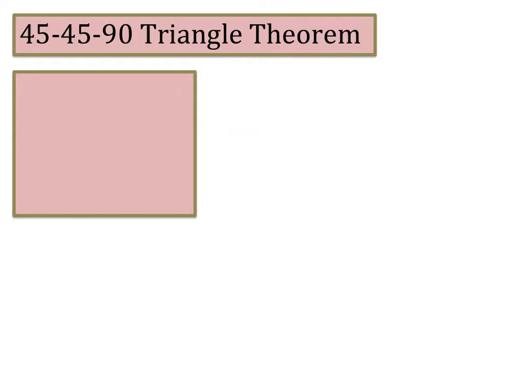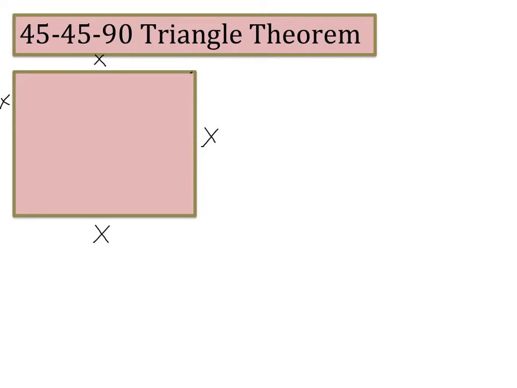We can use our knowledge of right triangles and squares to determine what the 45, 45, 90 triangle theorem is. So if I have a square, I know that all the side lengths are going to be the same. So for this example, I'm just going to say these are all x.